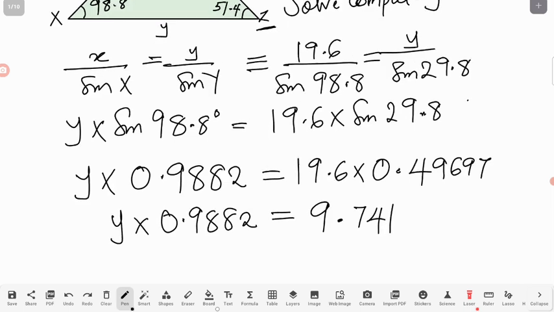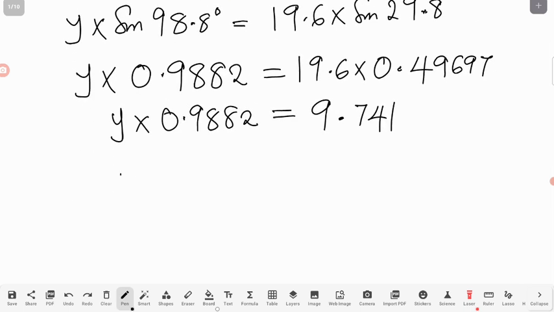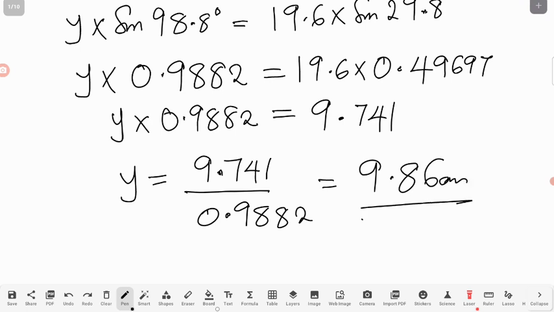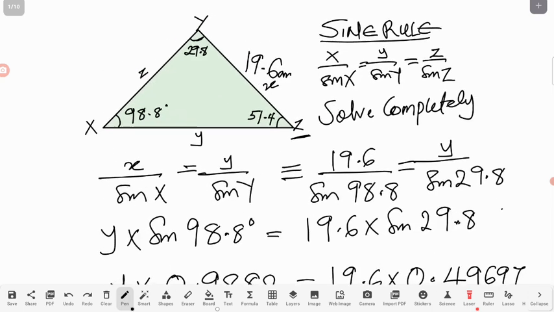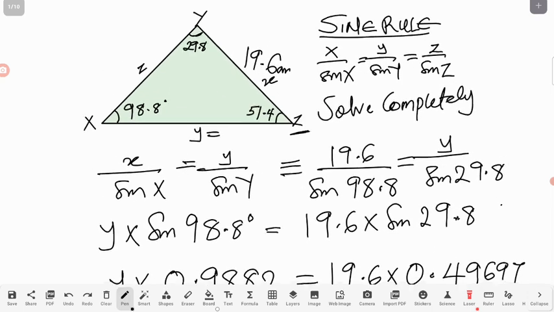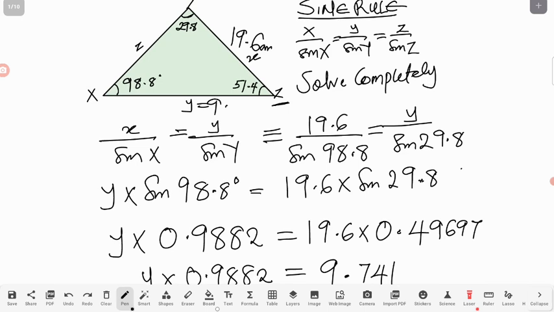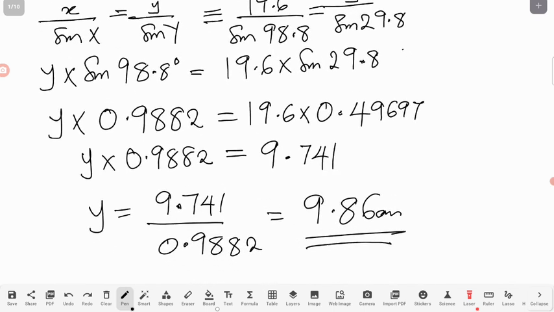So we now make y the subject of the formula to have 9.741 divided by 0.9882. Let's press the calculator. We have 9.86 centimeters. So the value of y here is 9.86 centimeters. Now we want to find the value of z.